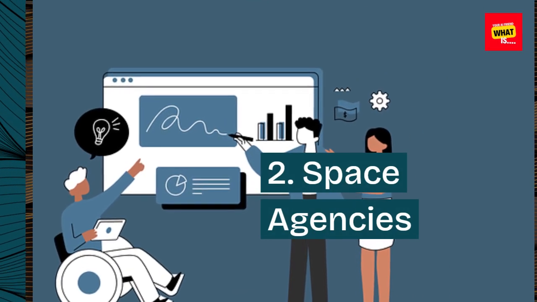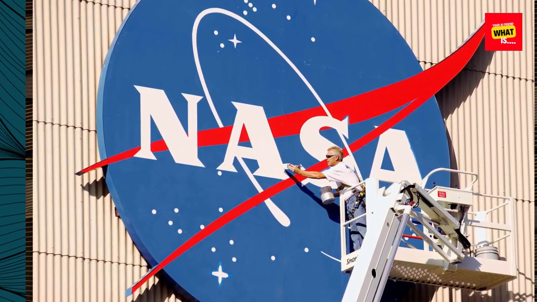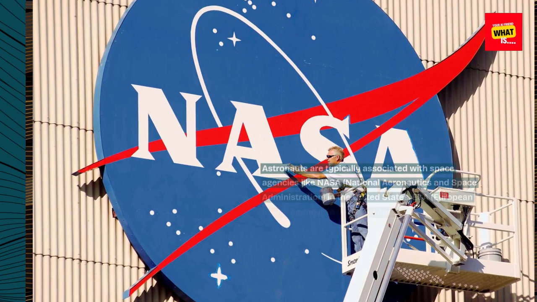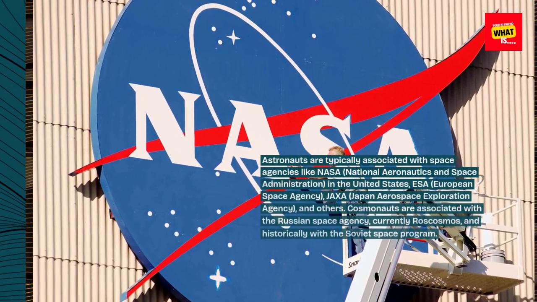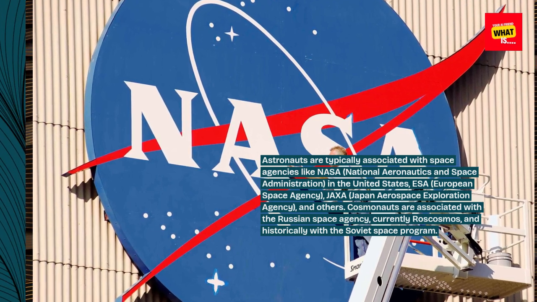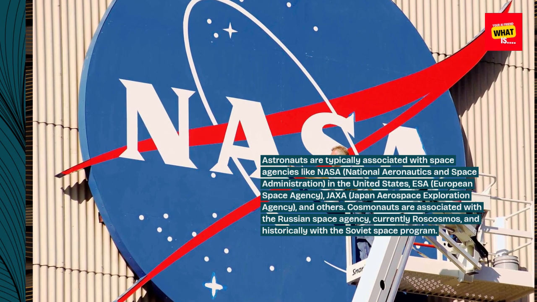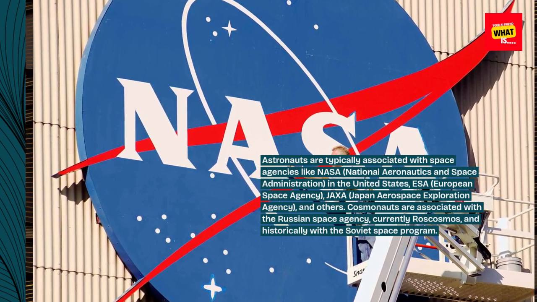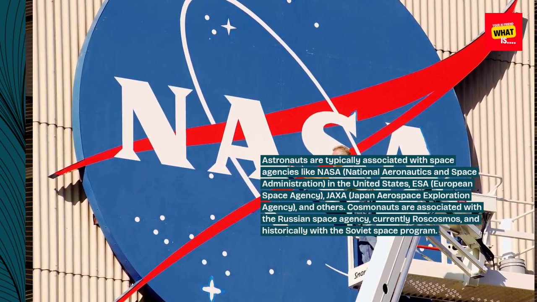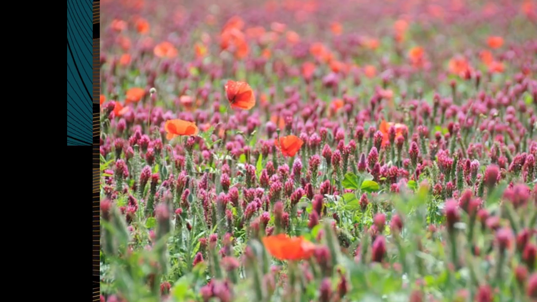2. Space agencies. Astronauts are typically associated with space agencies like NASA, National Aeronautics and Space Administration, in the United States, ESA, European Space Agency, JAXA, Japan Aerospace Exploration Agency, and others. Cosmonauts are associated with the Russian Space Agency, currently Roscosmos, and historically with the Soviet space program.